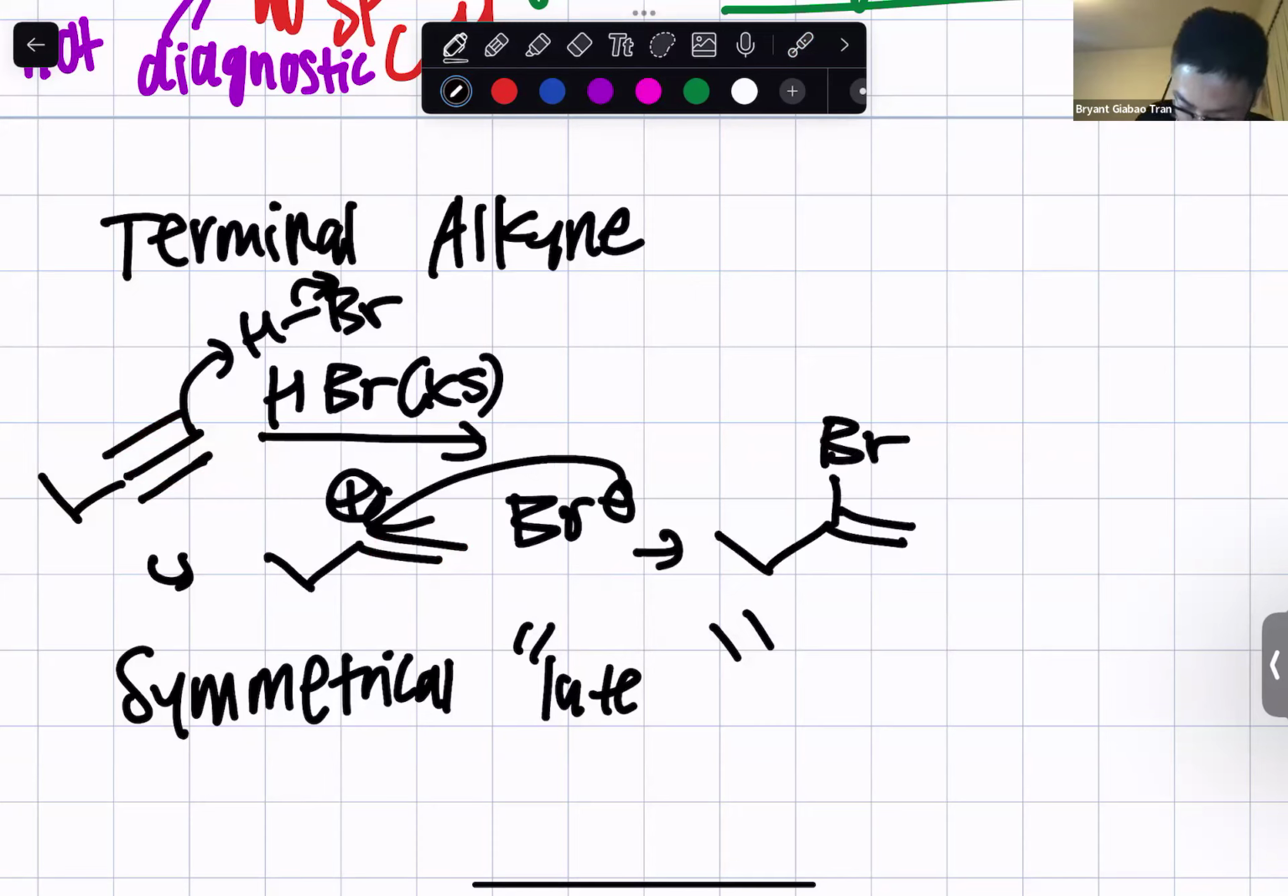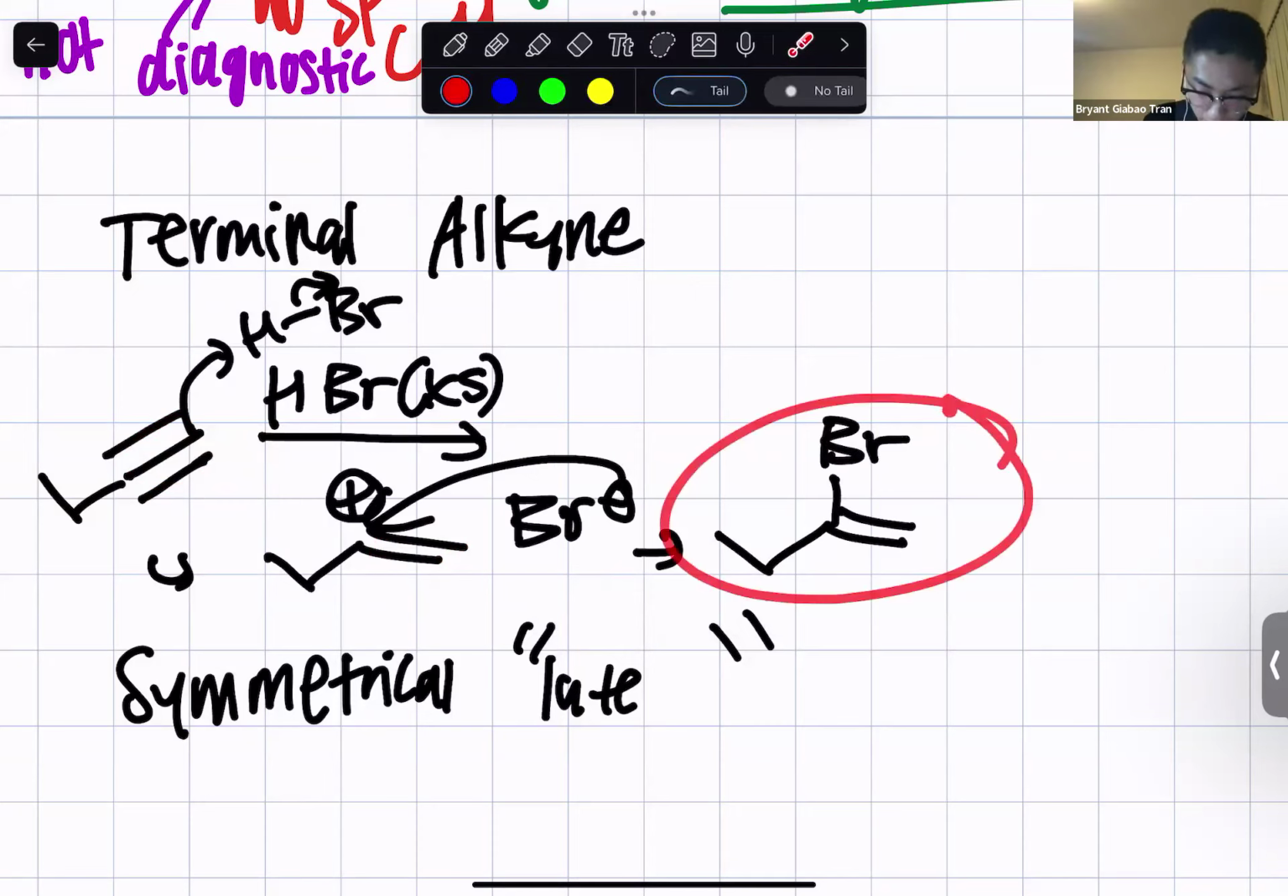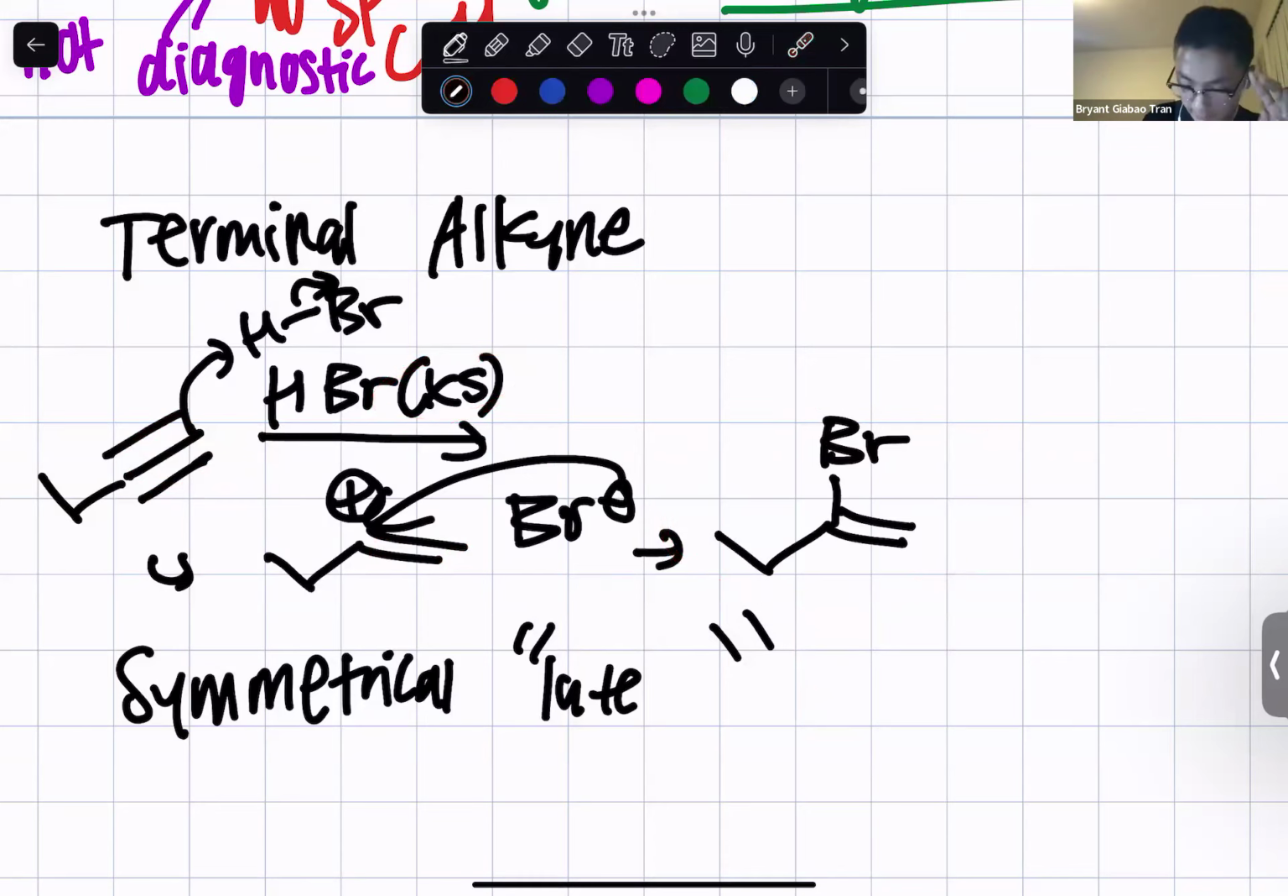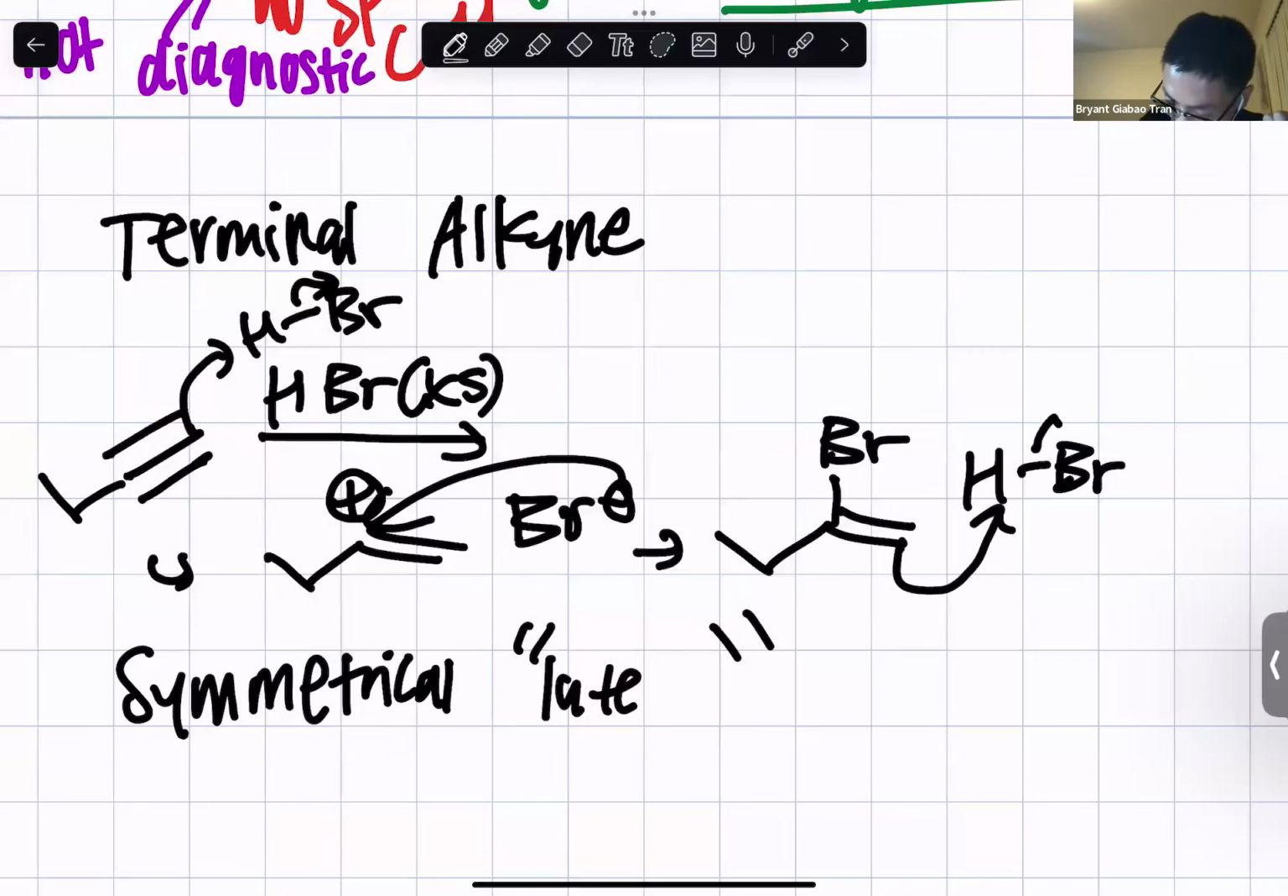This gives us this Markovnikov position here. On the test, if you see one equivalent on the arrow, you stop here. But we have excess, so we're going to bring in a second equivalent of HBr, where this carbon here is going to attack the hydrogen to form the more stable carbocation, which is this position here.